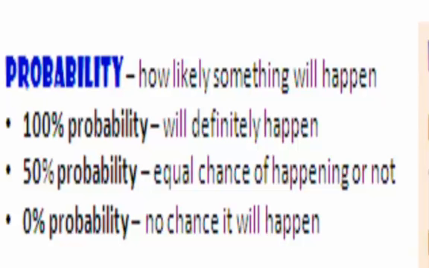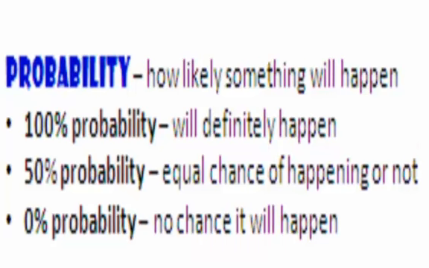We're quite familiar with probability. It's very much like percentages. If the probability of something happening is 100%, that means it will definitely happen. If the probability of something happening is 50%, then there's 50% chance it will happen and there's 50% chance it will not happen. So there's an equal chance of it happening or not. If we have 0% probability, then there is absolutely no chance something will happen. So the closer to 0, the less chance of something happening.